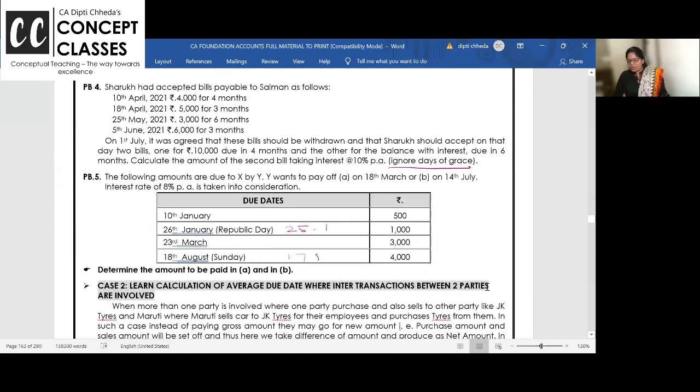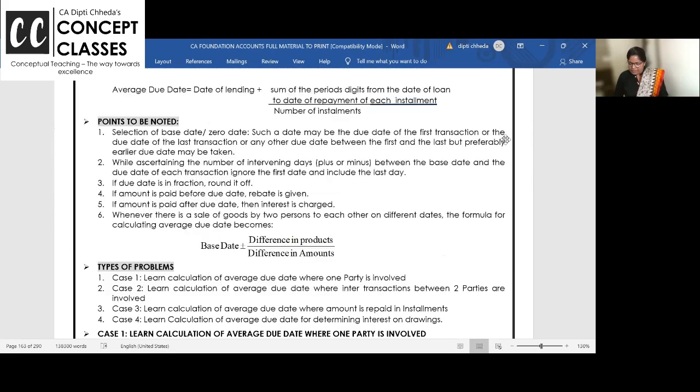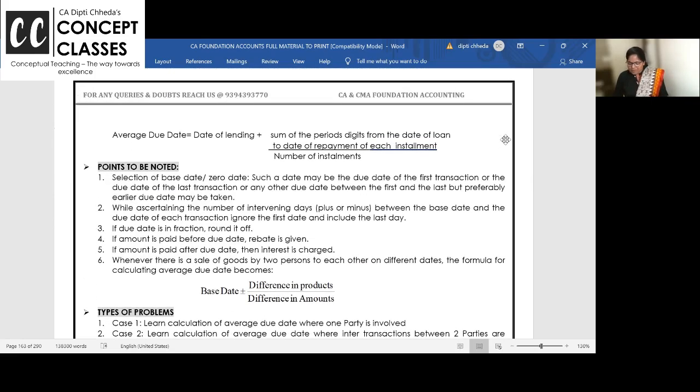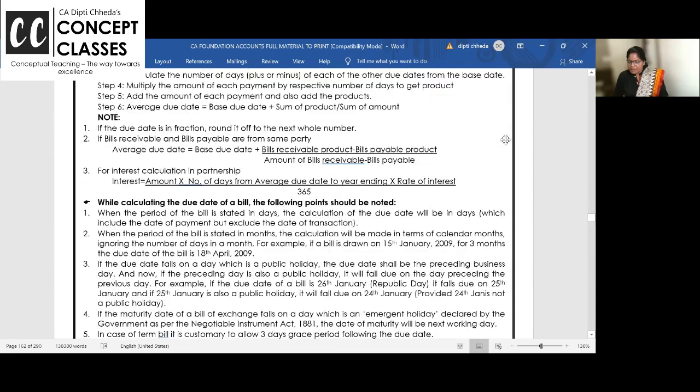Did you follow or not today's class? So 5-10 minutes it will take. Shall we write the booster notes? And then tomorrow, after doing the fourth method, I will start with the account current also. Yeah, see here I have given all this. ये पूरे points दिए हैं. Listen now 2 minutes. Did you all follow this average due date is date of lending? Sum of the period digits divided by number of installments. Base due date plus bills receivable minus bills payable.